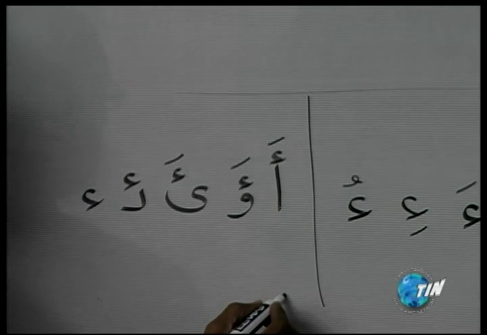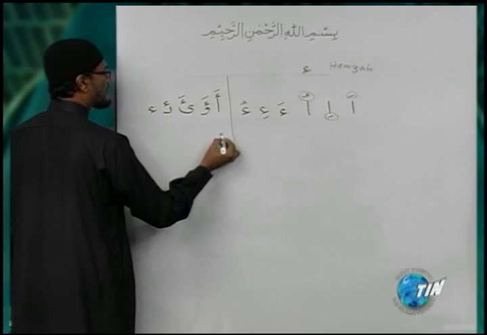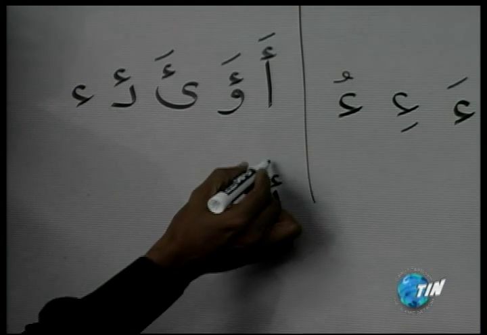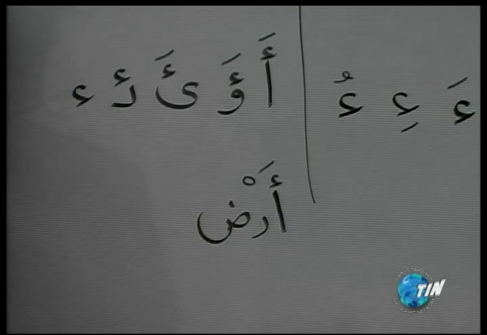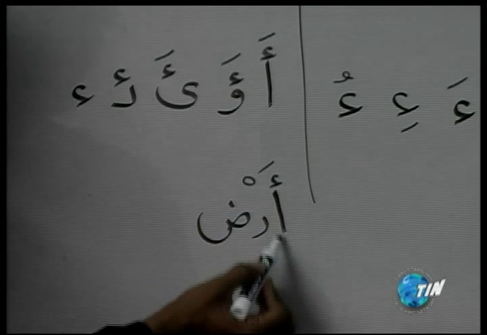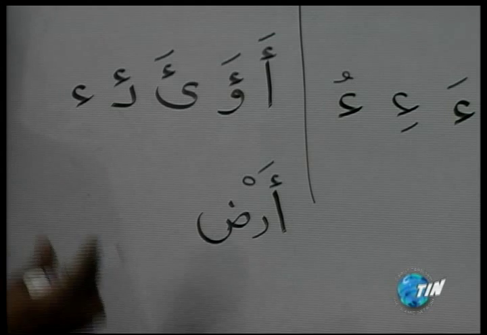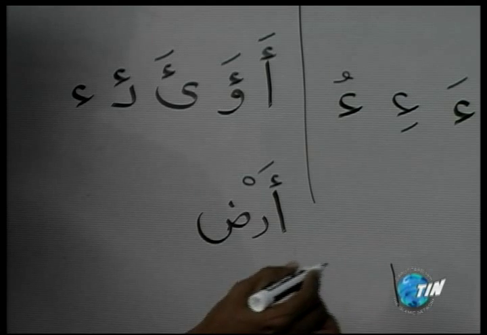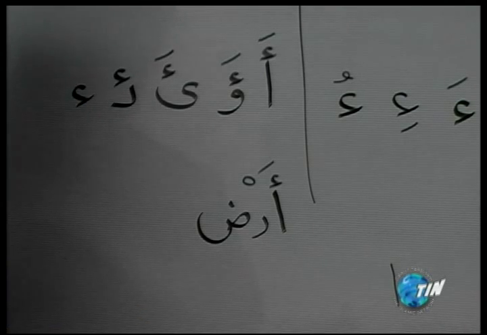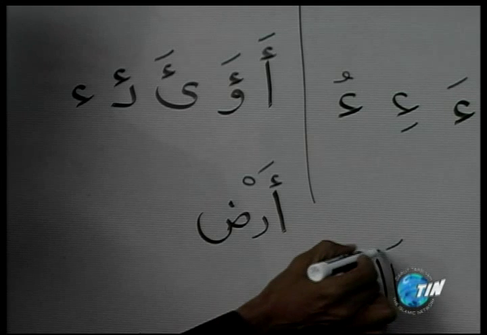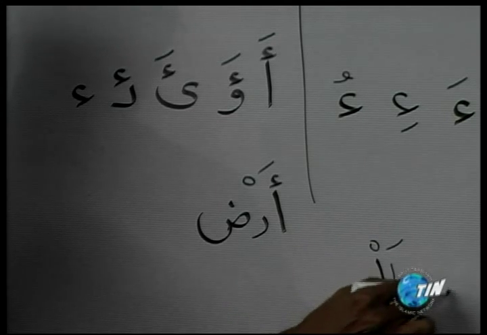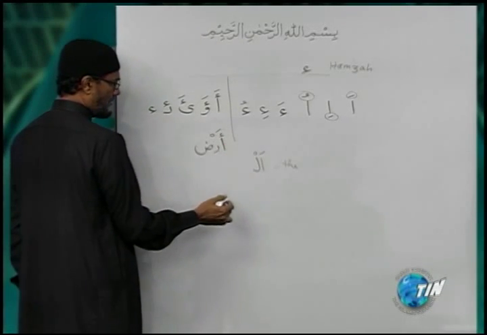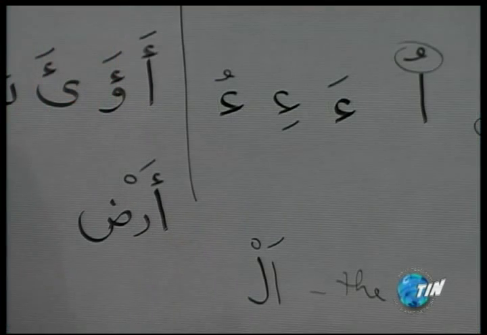For example, you have the word ard. Ard means the earth, what we are living on. It indicates that this alif is a part of the word. It's an original letter, as opposed to the alif we will learn in our next class, next week, inshallah. You have this al, which is translated as the, and it's added to the noun. This alif is not an original letter.